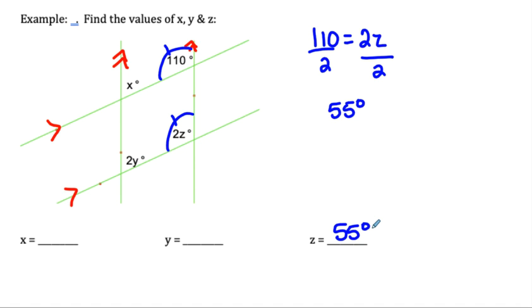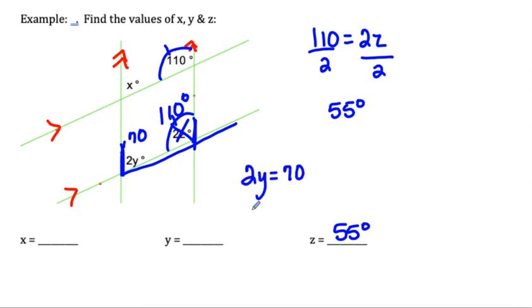All right, I want you to try y. Press pause and try it. All right, so we have to look at this sideways now. First of all, we know that this is 110 degrees. So these angles now, using these parallel lines, are same side interior angles. So that means they have to be supplementary. So 2y actually has to be equal to 70 degrees. See, it's a little tricky. So then y has to be equal to 35.